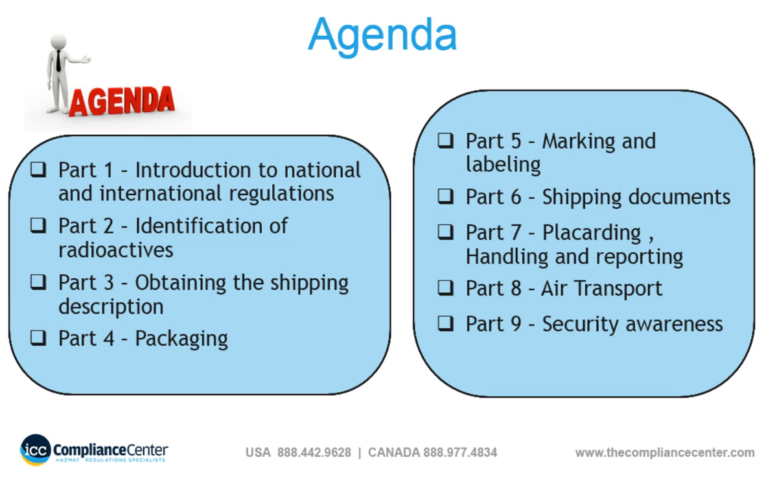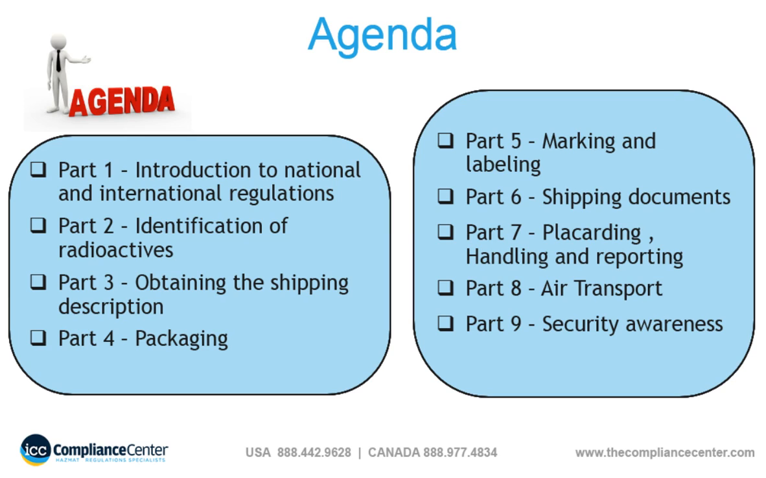Part 3 will introduce the use of the hazardous materials table, from the hazardous materials regulations. In Part 4, we will discuss packaging requirements. And in Part 5, we will cover the requirements for marking and labeling packages of radioactive materials. In Part 6, we will discuss shipping papers, what type of paperwork is required for shipments of radioactives.